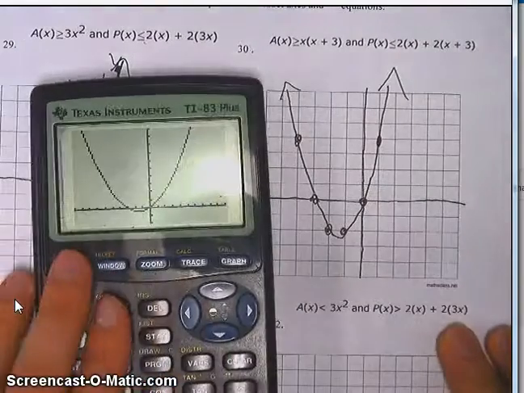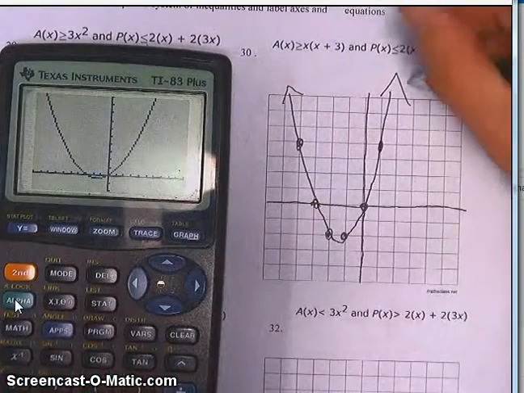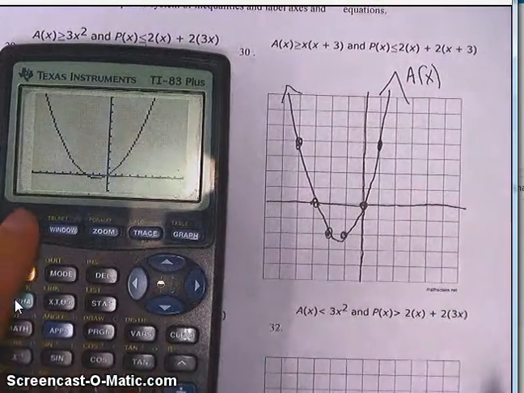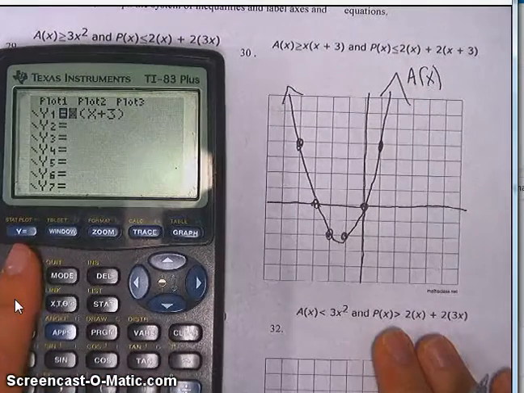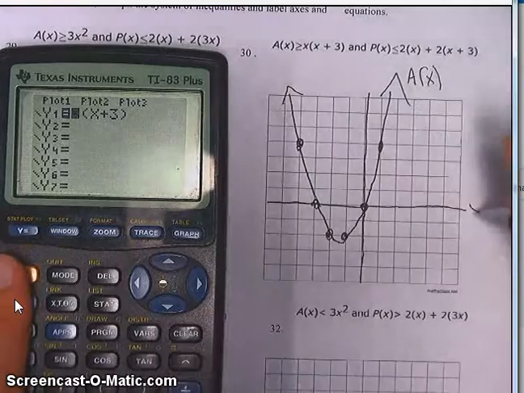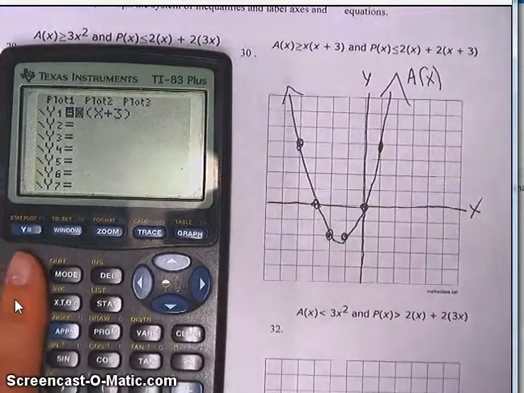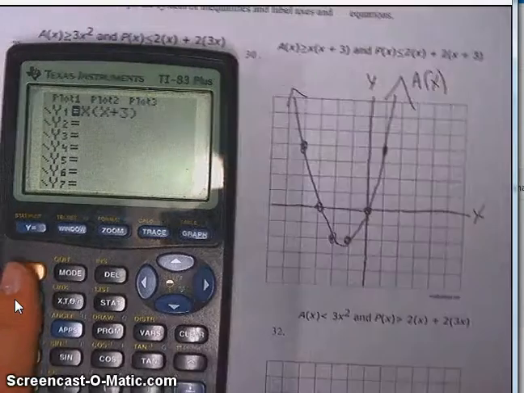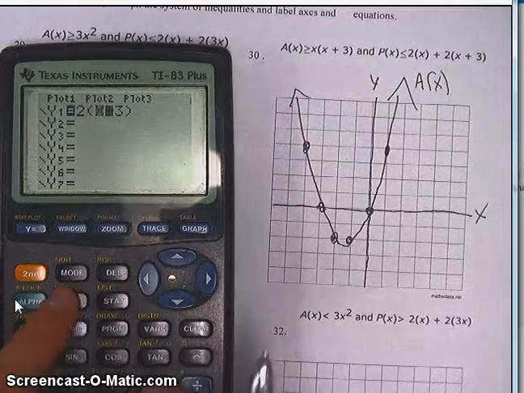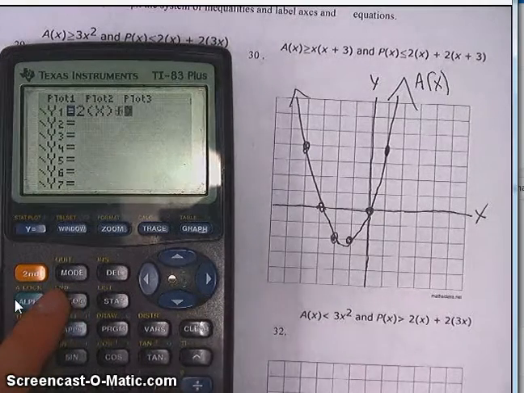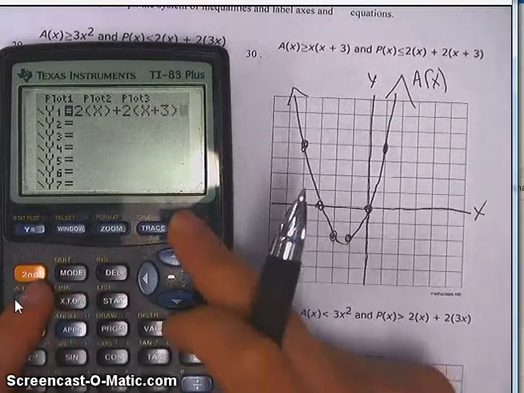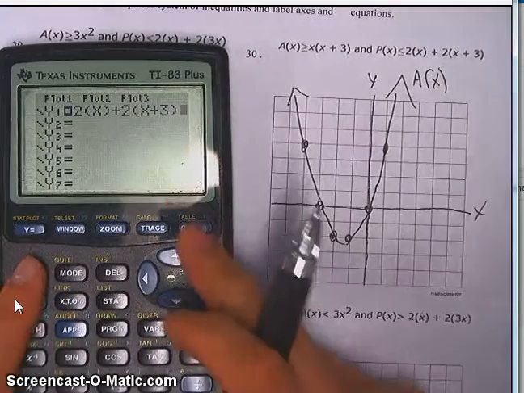Now let's grab the second line. Oh, I forgot to label these. This is a of x. This is my x and y axis as well. And 2 times x plus 2 times x plus 3. Haven't done any algebra, just typing it in exactly as it is.